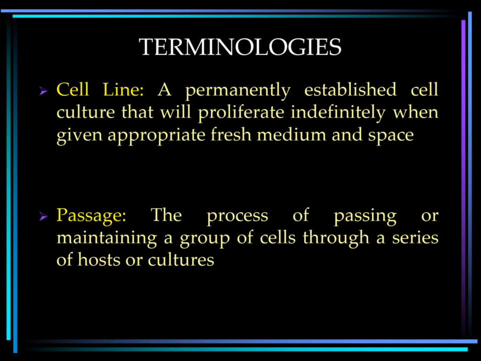Or you could say a permanently established cell culture that will proliferate indefinitely when given appropriate fresh medium and space. Now what is passage? You need to know there are two kinds. There is an early passage stem cell and there is a late passage stem cell. Early passage stem cells have high differentiation ability compared to the late passage stem cells, or you could say it's a process of passing or maintaining a group of cells through a series of hosts or cultures.